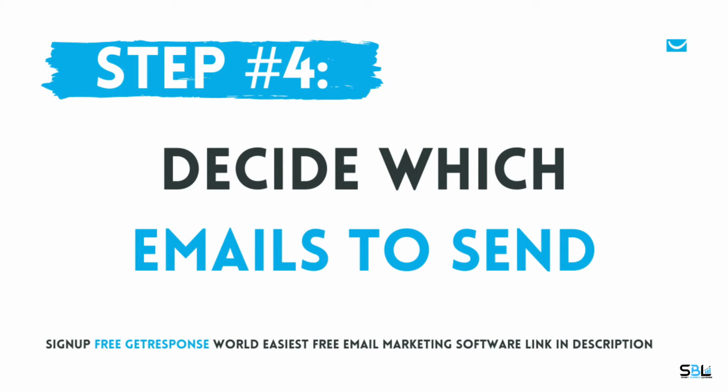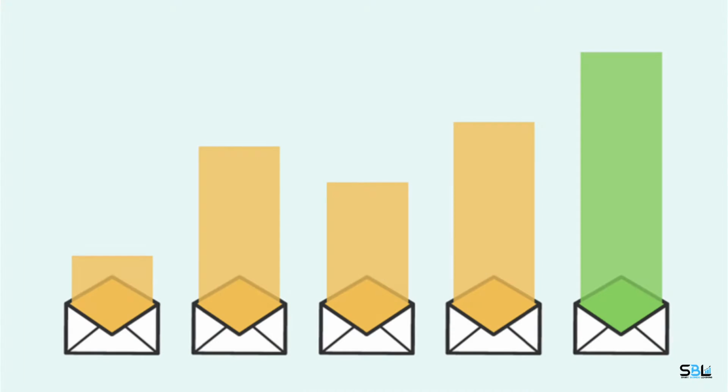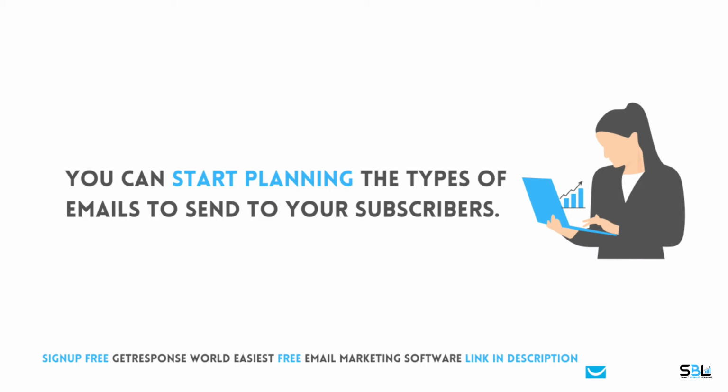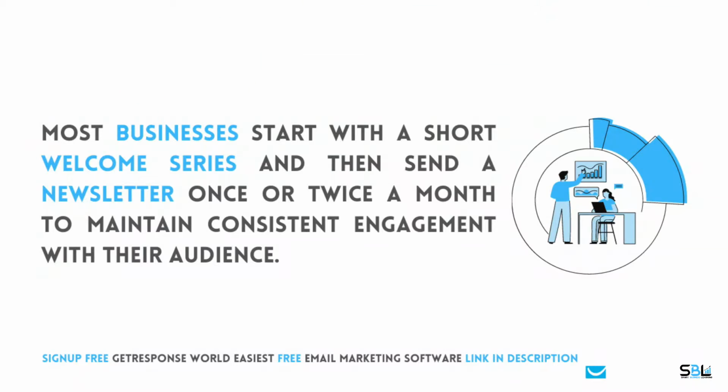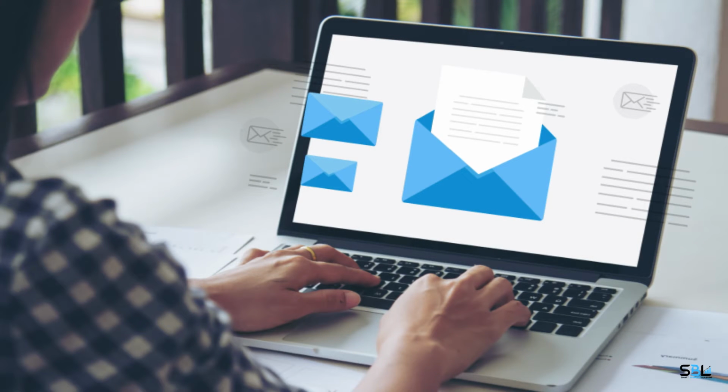Step 4. Decide which emails to send. Now that you're actively growing your list of contacts, you can start planning the types of emails to send to your subscribers. As previously discussed, the emails you choose will depend on the type of small business you're running. Most businesses start with a short welcome series and then send a newsletter once or twice a month to maintain consistent engagement with their audience.